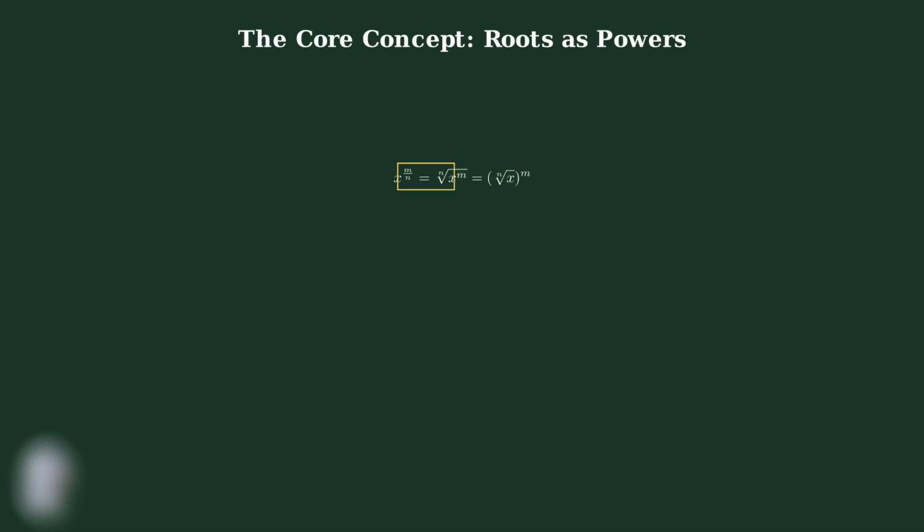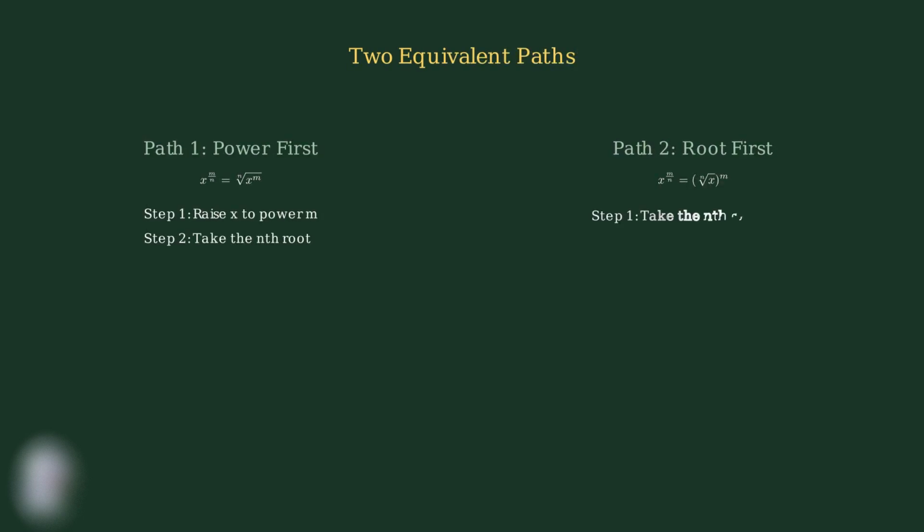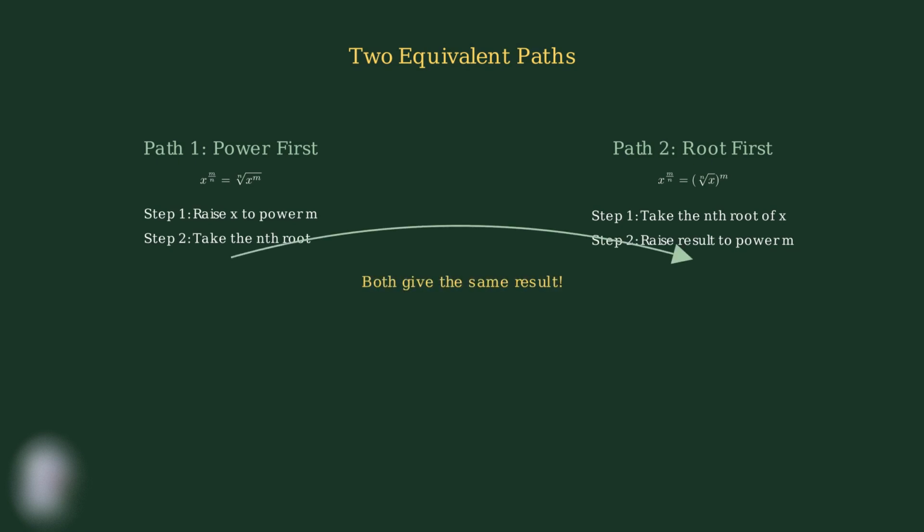Let's break this down. The fractional exponent m over n has two parts. M in the numerator tells us the power, and n in the denominator tells us the root. This equivalence gives us two different ways to compute the same result. We can either raise x to the power m first and then take the nth root, or we can take the nth root of x first and then raise that result to the power m. The remarkable thing is that both paths always give exactly the same answer.